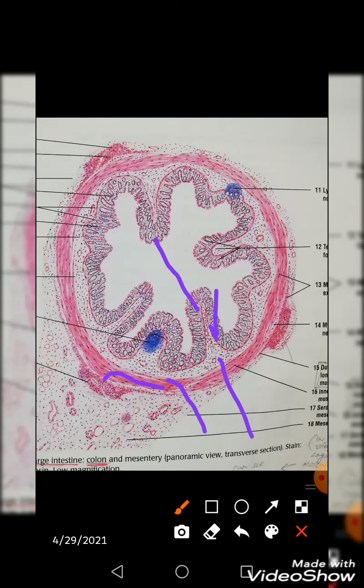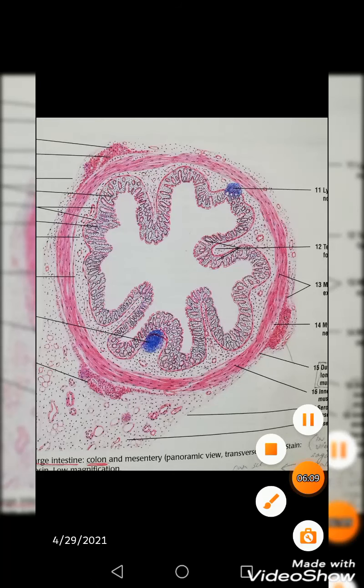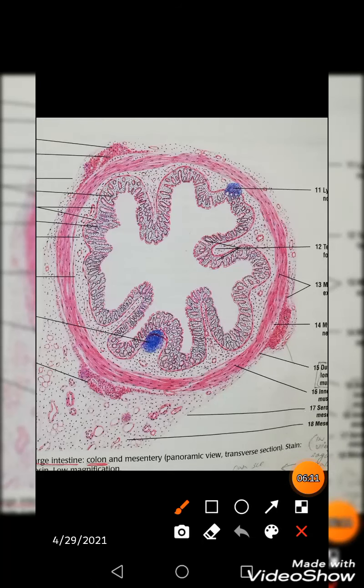What you observe in this cut section is that the inner circular layer is definitely complete and present all around, in the same thickness, you can see. But what is special about the outer longitudinal layer? We mentioned that tinea coli are present. These are present as a thick pillar-like structure on the three sides of your colon.